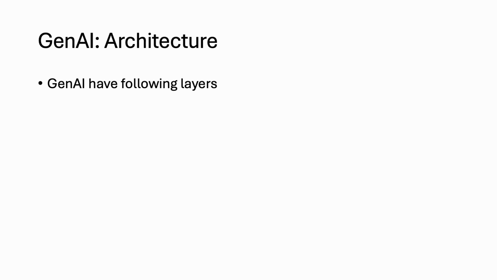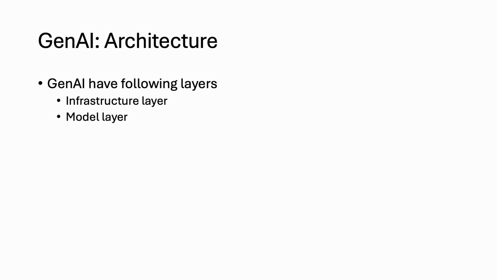Until now, we have learned some concepts of generative AI, right? Now let's go through its architecture. Like any other application, generative AI has some layers. Let us explain each layer in detail. The first one is the infrastructure layer. This is the foundation of the AI system comprising the hardware like GPUs, TPUs and cloud computing resources, and software like operating systems.